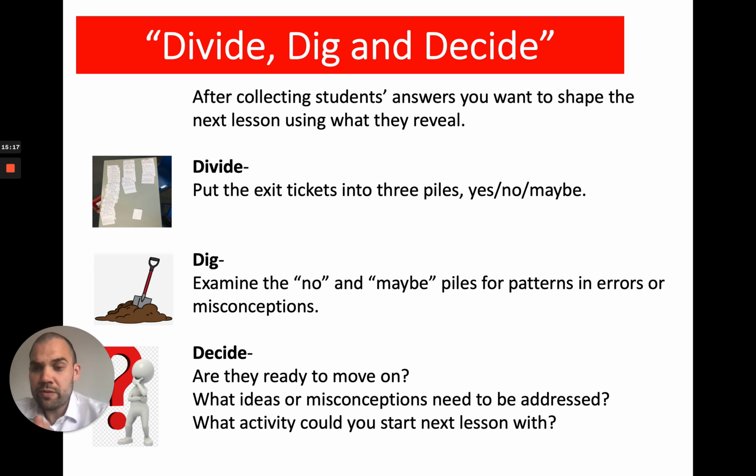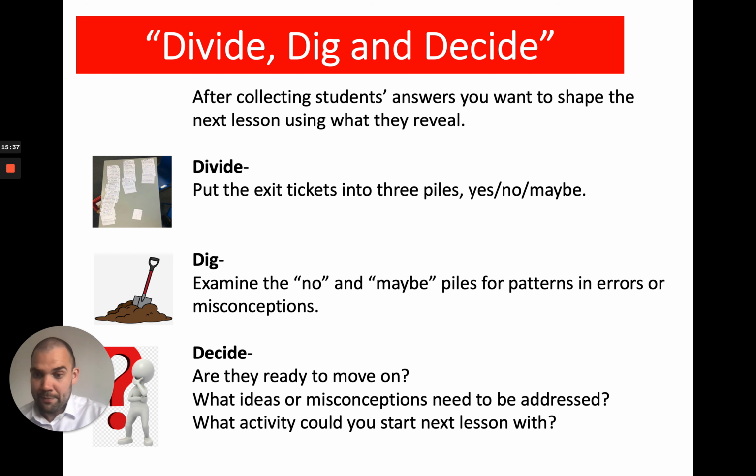Now, what you then want to do is a routine called divide, dig, and decide. So what you do with your exit tickets is you first of all collect them all in, and what I just do with them, because they usually are just paper ones with a single question, is you put the exit tickets into three piles: got it, partially got it, didn't get it.